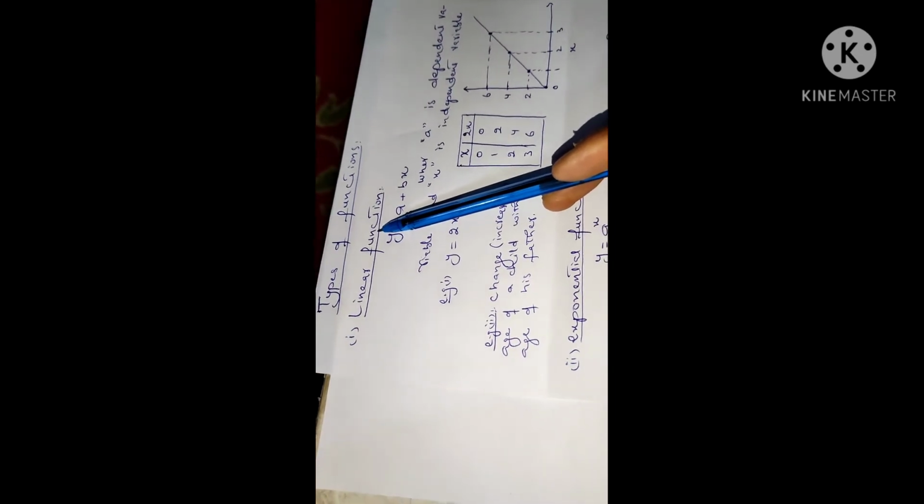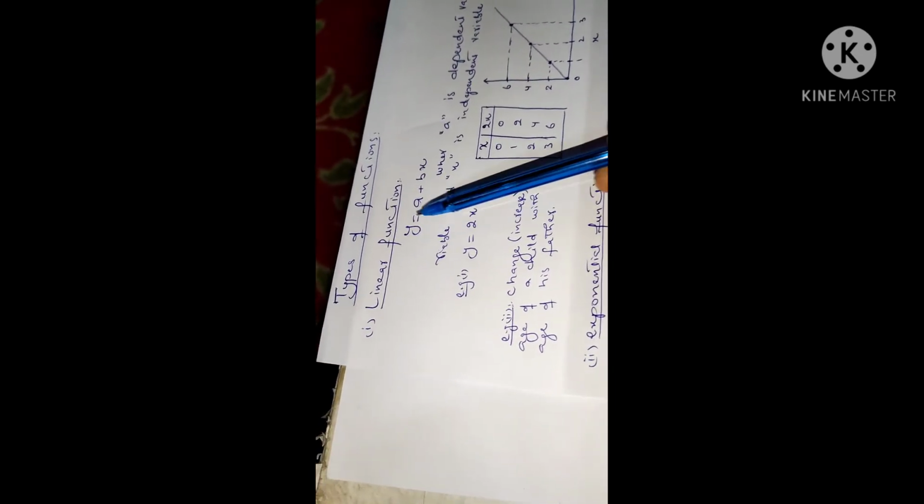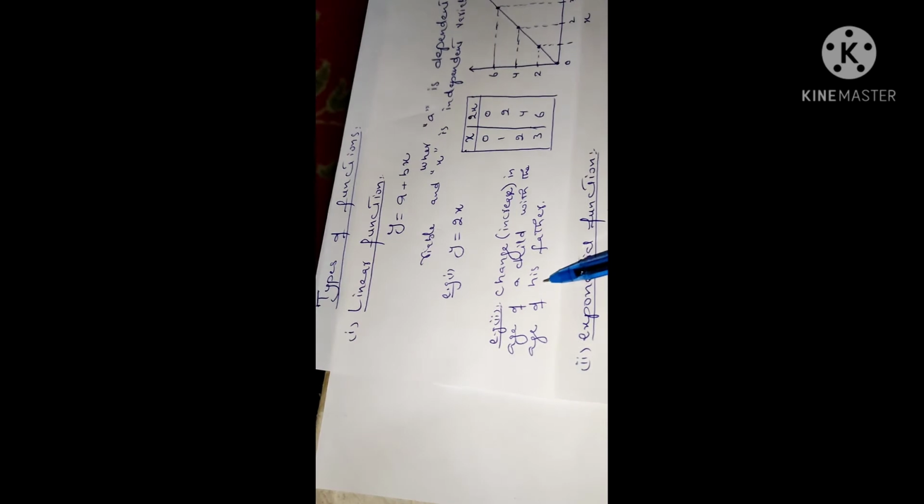See, here are types of the function. First type is linear function. Okay, let me take an example, then we can understand this. This change or increase in age of a child with the age of his father.